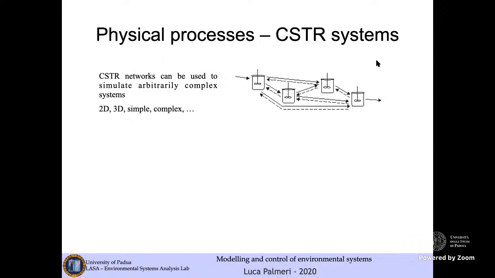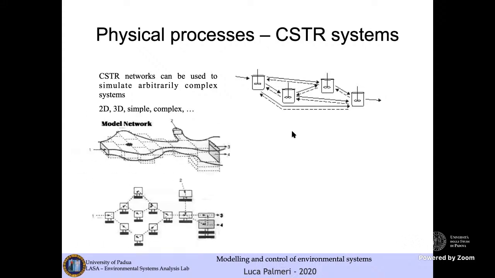We have already anticipated that, even if the CSTR approximation is quite a strong approximation, in which we describe our systems as a zero-dimensional system, we have anyhow the opportunity of employing this approximation also for describing more complex systems. For example, in that case, you will employ CSTR networks that can be used to simulate arbitrarily complex systems, which may be two-dimensional, three-dimensional, going from simple to complex systems.